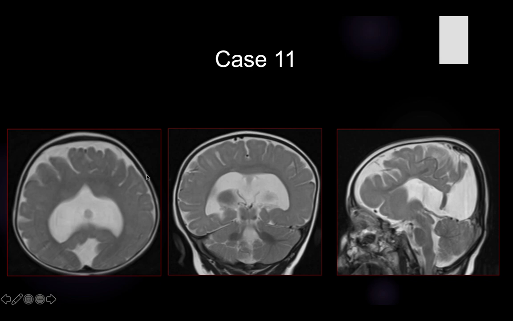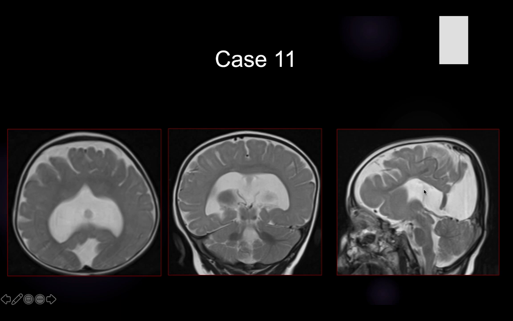This is a typical example of holoprosencephaly, and the type of holoprosencephaly is the semilobar type. Here in this sagittal image, we can clearly see that there is agenesis of the corpus callosum, and the agenesis is of the anterior aspect, while the splenium and the posterior aspect of the body are present.